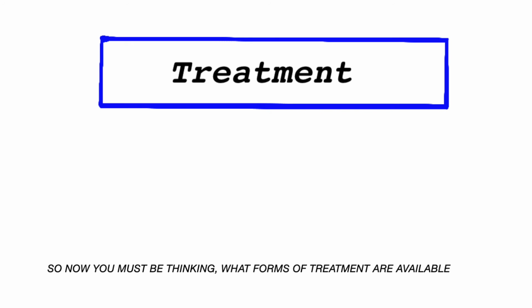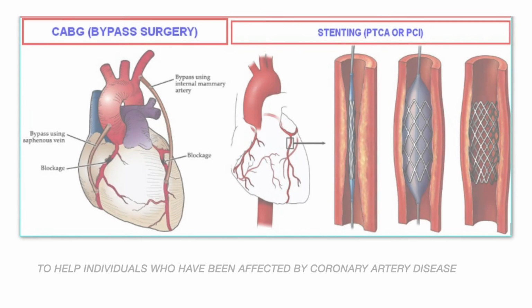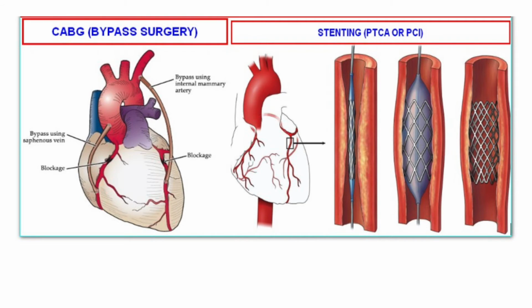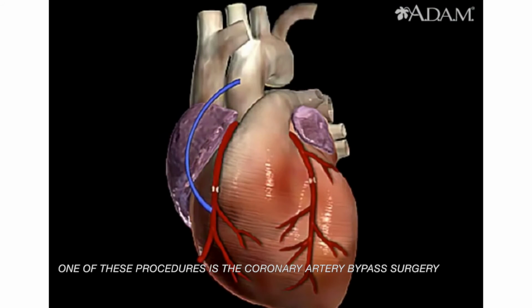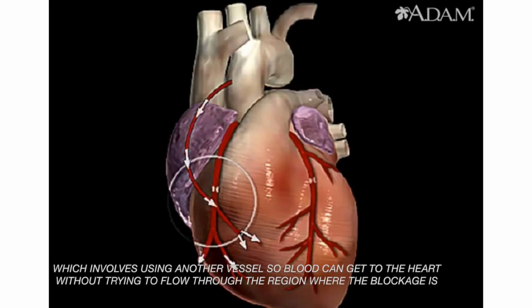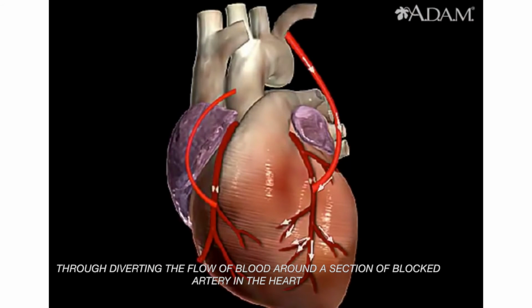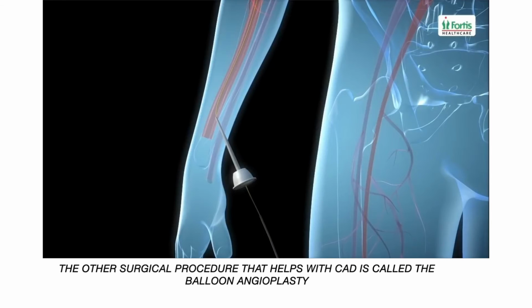So now you must be thinking, what forms of treatment are available to help individuals who have been affected by coronary artery disease? If surgery is needed, there are 2 options that could be used to help the CAD. One of these procedures is the coronary artery bypass surgery, which involves using another vessel so blood can get to the heart without trying to flow through the region where the blockage is. It helps restore blood flow to your heart muscle by diverting the flow of blood around a section of blocked artery in the heart.